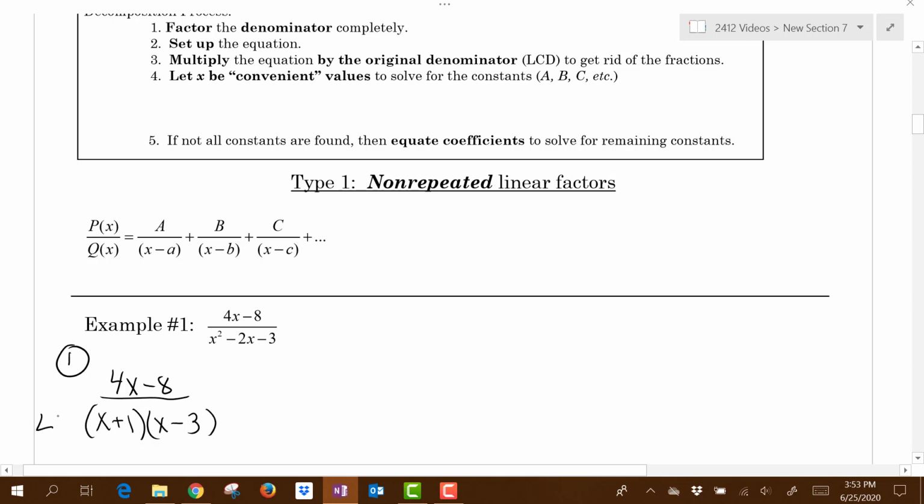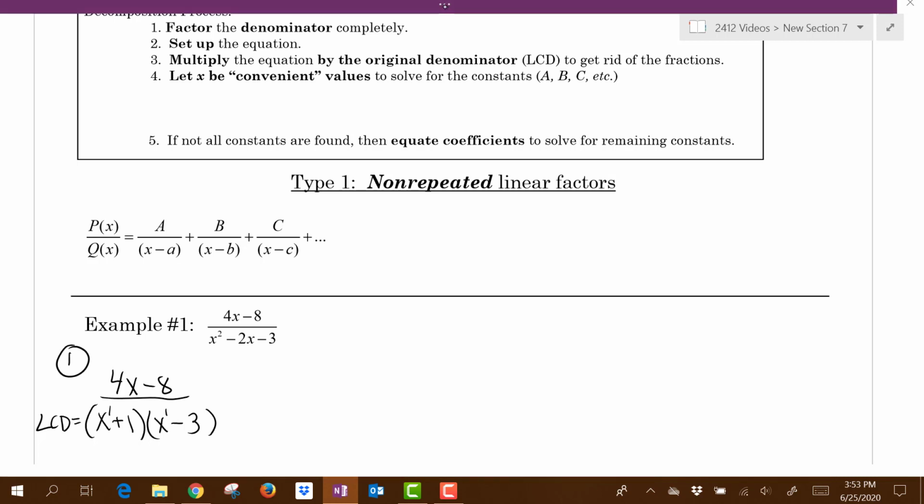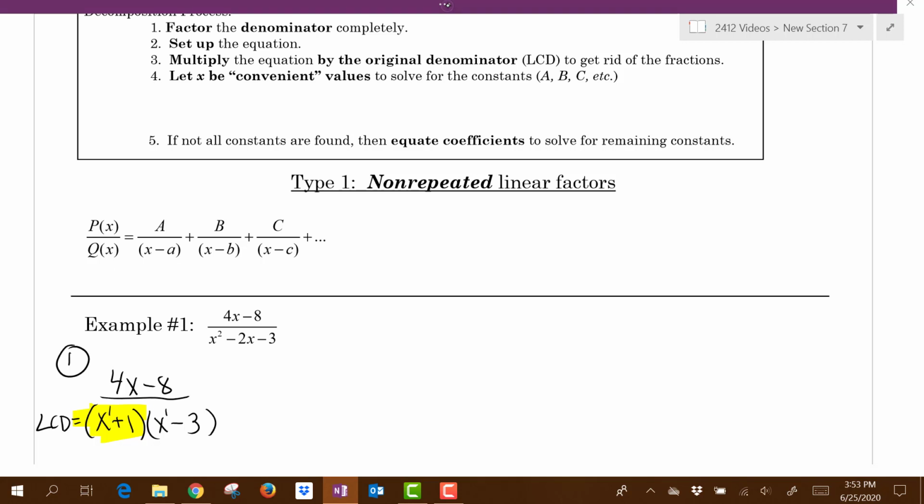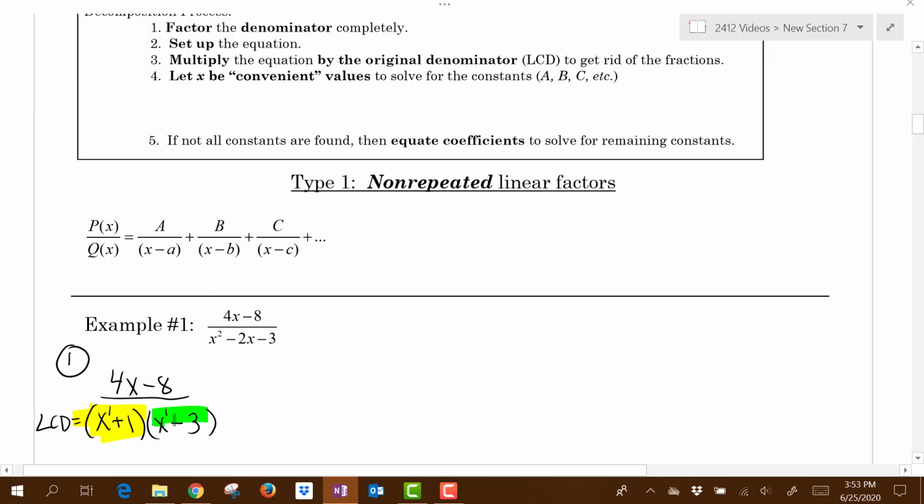Now, this denominator, what category does it fit into? Well, I have two linear factors because it's x to the power of 1, x to the power of 1, and each of those factors are only there one time. So the type is based upon the factored denominator. So we have non-repeated linear factors. Alright, so this is type 1.